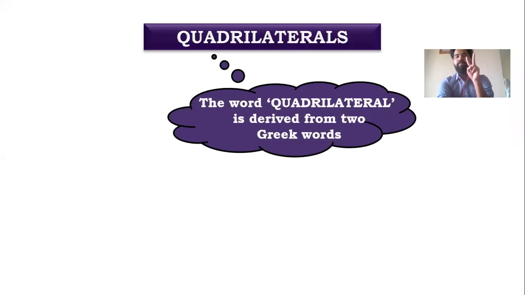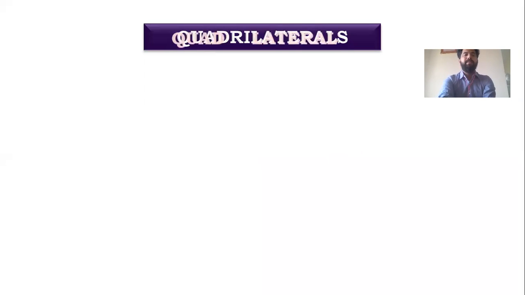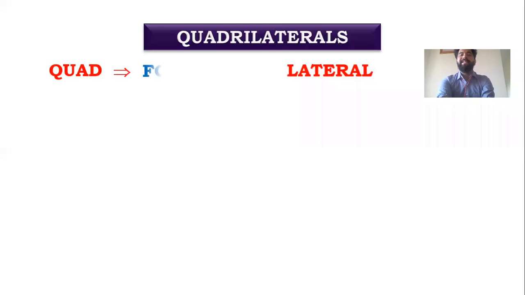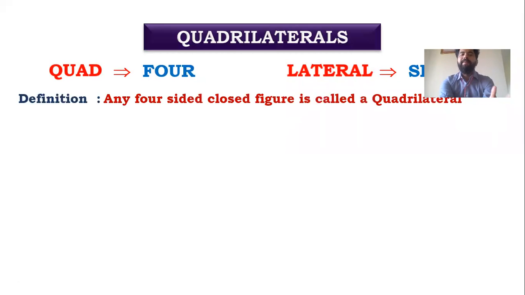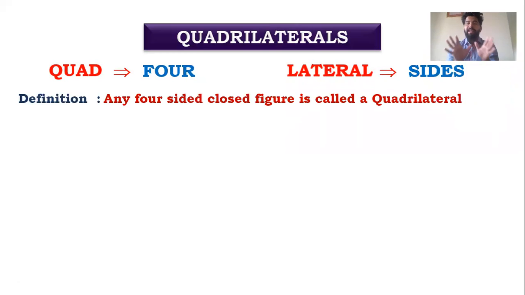So the word quadrilateral itself, it's derived from two Greek words. First is quad and second is lateral. So quad means four and lateral means sides. So quadrilateral by definition means any four-sided closed figure is called a quadrilateral. All right. Anyone having any doubt in this? Anyone who wants to ask anything? No one?